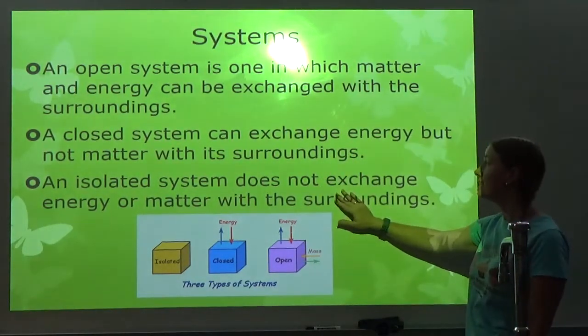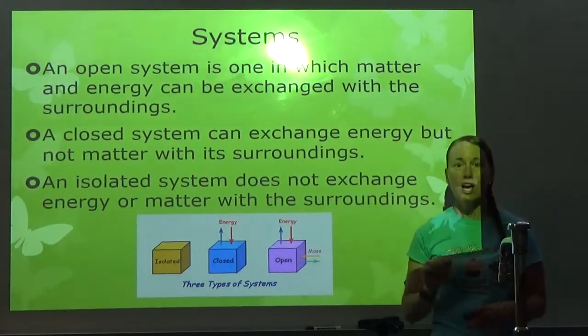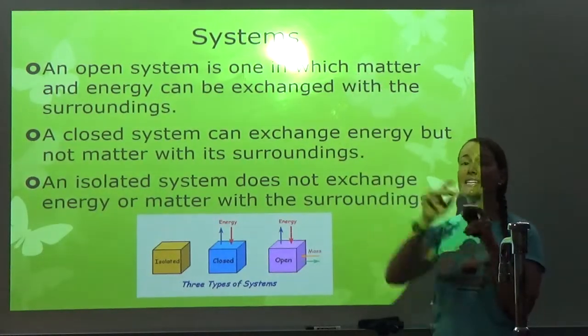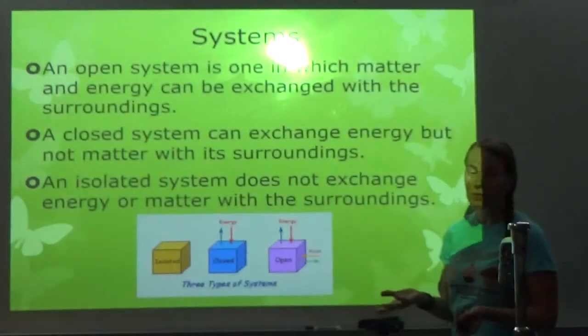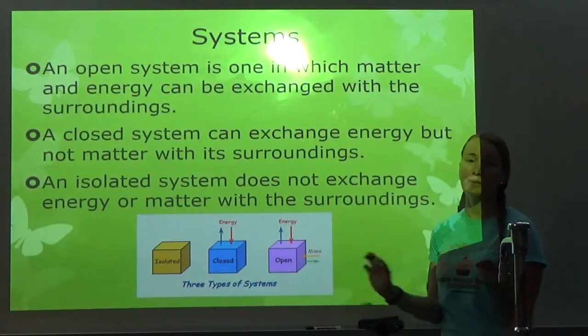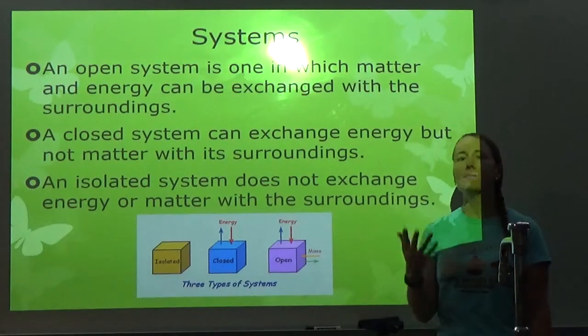An isolated system does not exchange energy or matter with the surroundings. So in this case, it would also need to be insulated, so that way the gas can't escape, but the heat can't escape either. Okay, and so there's no perfect isolated system, of course. We can get super close, but you can't always make it perfectly insulated.